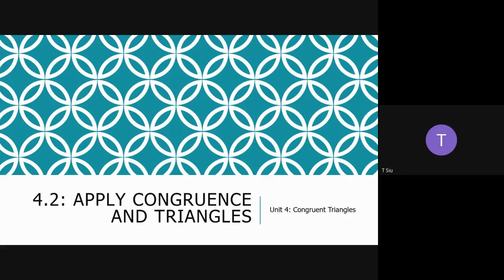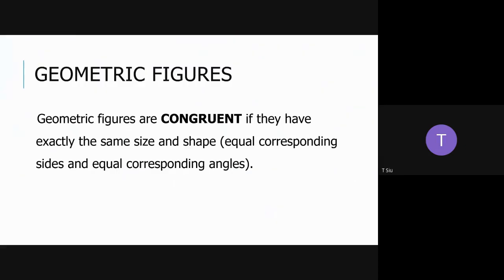In 4.2, we're going to apply congruence and triangles. Geometric figures are congruent if they have exactly the same size and shape. That means the corresponding sides have to be equal and the corresponding angles have to be equal.